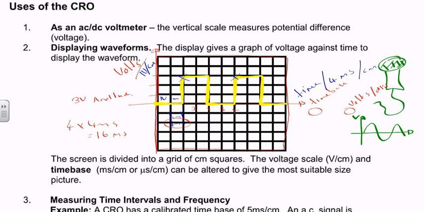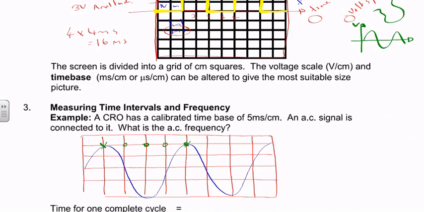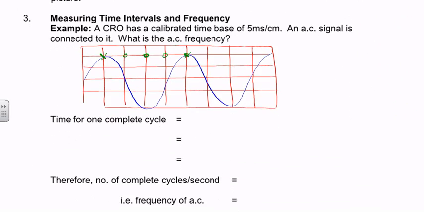So, how about we do an example? A CRO has a calibrated time base of 5 milliseconds per centimeter, and an AC signal is connected to it. What is the AC frequency? Every one of these squares is 5 milliseconds, so going across, you have 5 milliseconds each time. If we go 1, 2, 3, 4 from crest to crest, there's 4 times 5 milliseconds, so that equals 20 milliseconds is the time for one cycle, or 0.02 seconds.